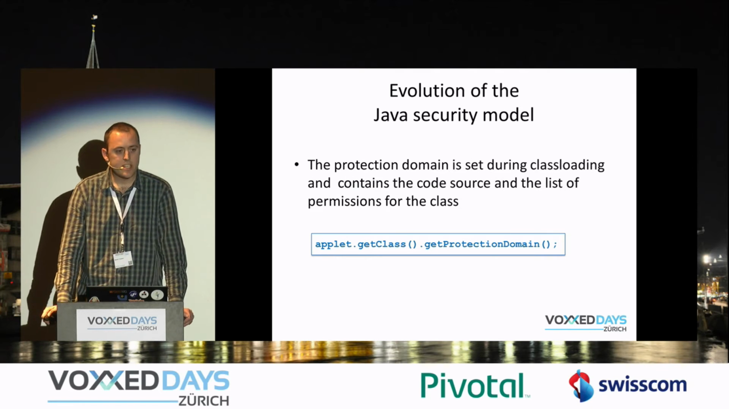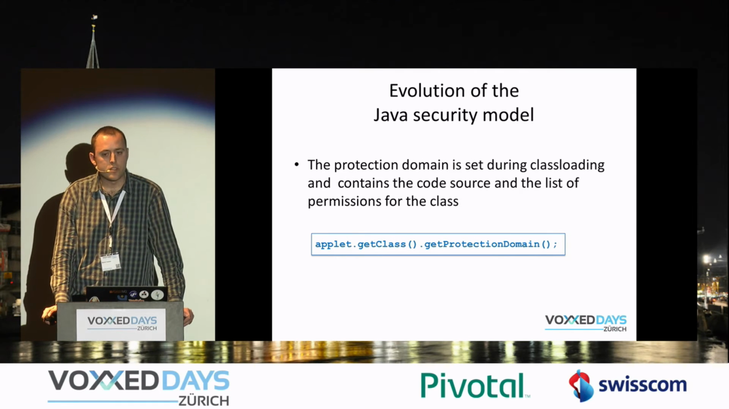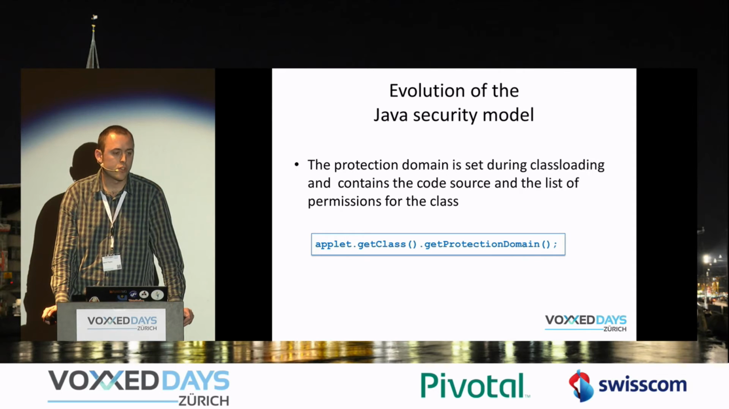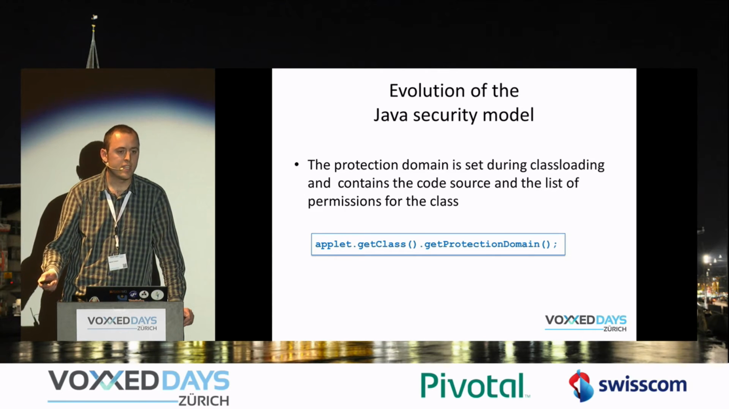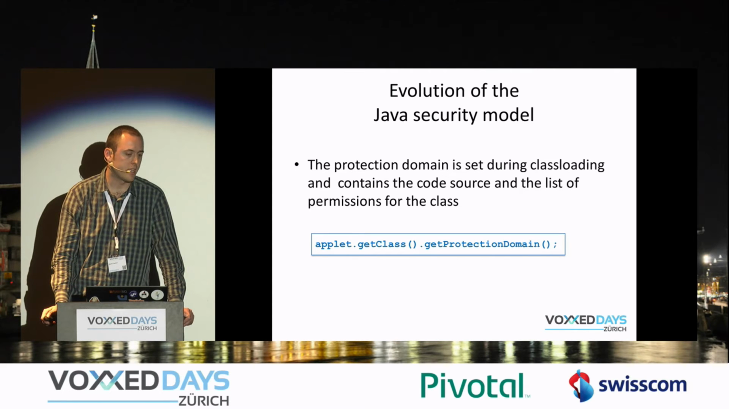And a protection domain essentially is set during class loading. So once the class loader loads the particular classes, it sets the protection domain over all of the class instances. And you can get the protection domain by calling .getClass().getProtectionDomain(). And out of that protection domain, you can get the set of effective permissions for the class along with the location or the code source of that class by calling .getCodeSource().